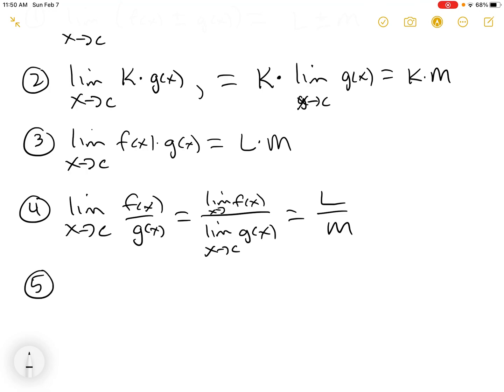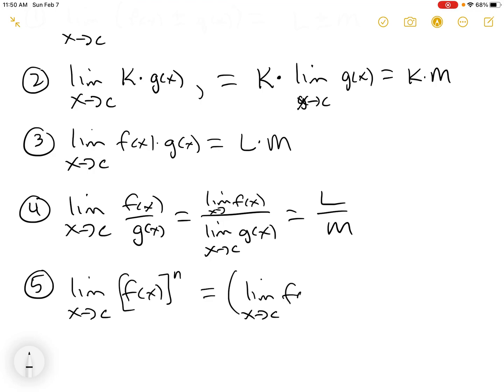Okay, and then we have a power rule. So if you take the limit as x approaches c of the function f of x raised to some power, what happens is, because the power function is continuous, you can slide the limit inside. So this becomes the limit as x approaches c of f of x, all raised to the n, which is L to the n. And this is true if n is any real number. So n could be a fraction, right? Or a positive number.